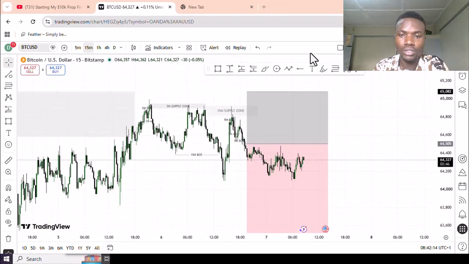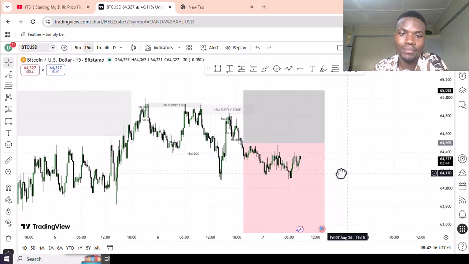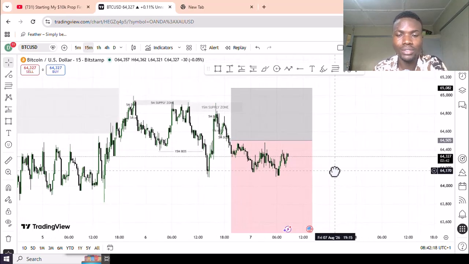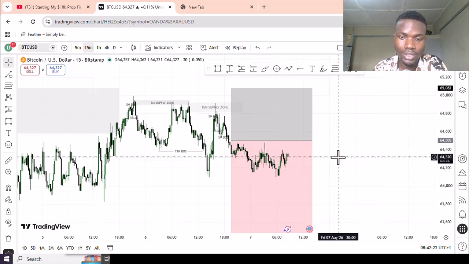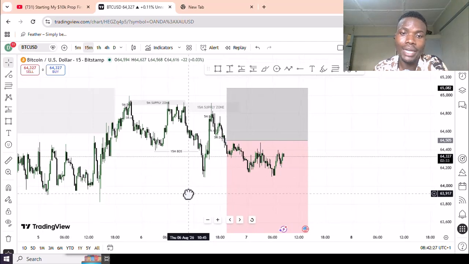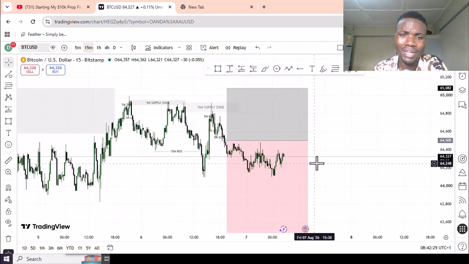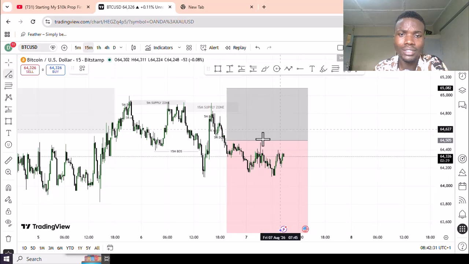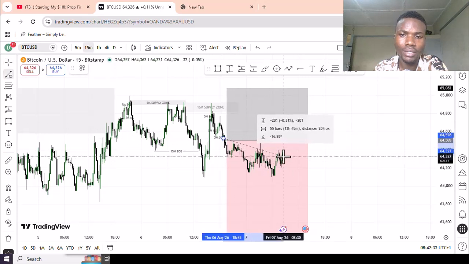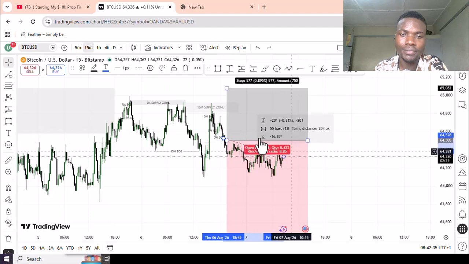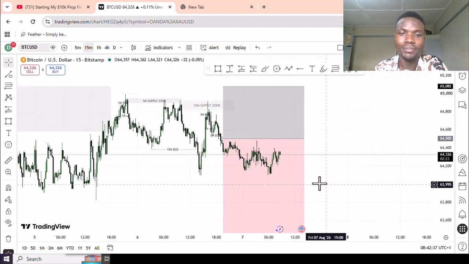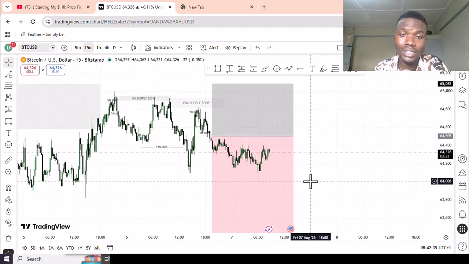Good morning, traders. So right now I'm waking up this morning to see the progress of this trade. This is BTCUSD. Okay, so I entered yesterday evening, right? And this trade has taken about how many hours right now? It has taken about 13 hours 45 minutes, and I'm currently running in profit.